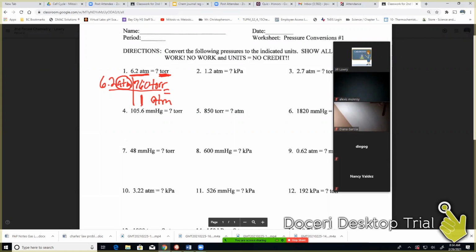And in this case, divide, and you always divide by what's on the bottom. In this case, it's just 1, so we don't really need to. So did y'all get 4,712? And my units would be torr. It's that easy.